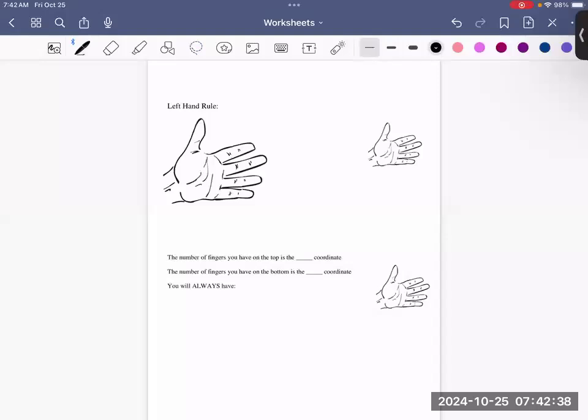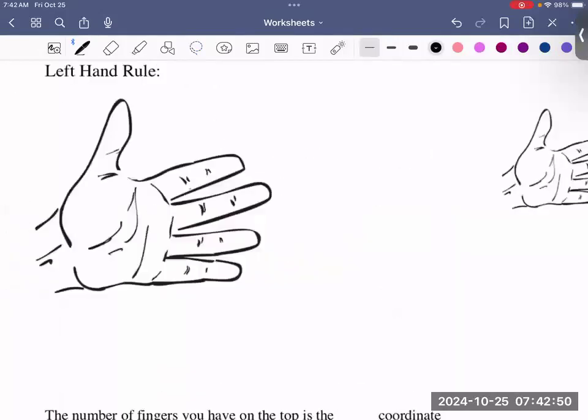Today we're going to be learning the left-hand rule and how it applies to the first quadrant of your unit circle, and then how we can apply it to the rest of your unit circle. So we can just take your left hand and create a grid on it. This is your y-axis, and this is your x-axis. Your pinky is your x-axis and your thumb is your y-axis.